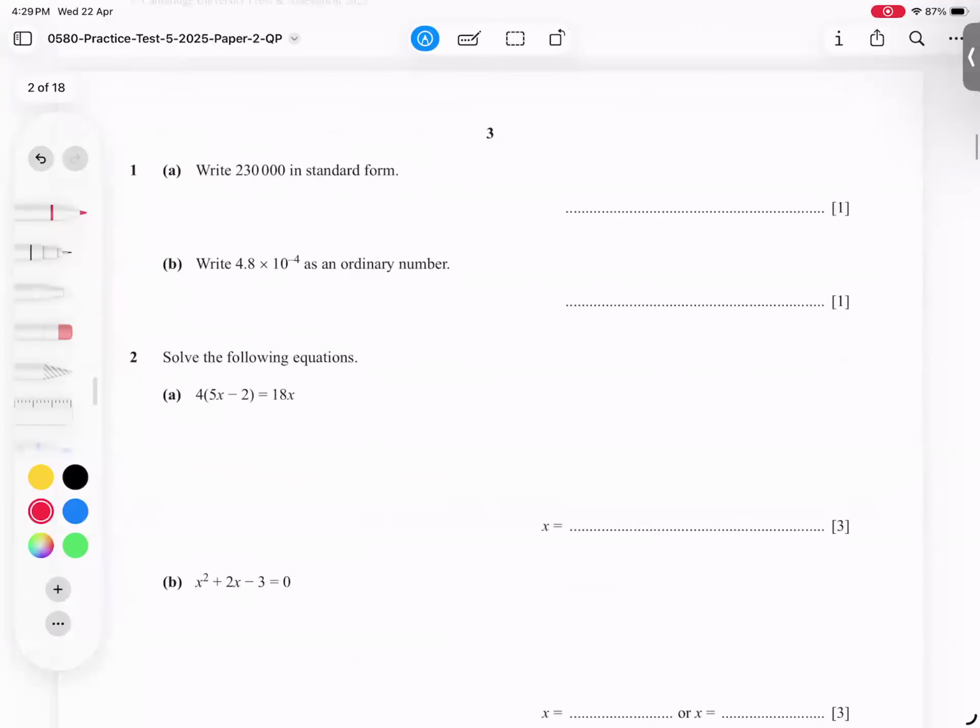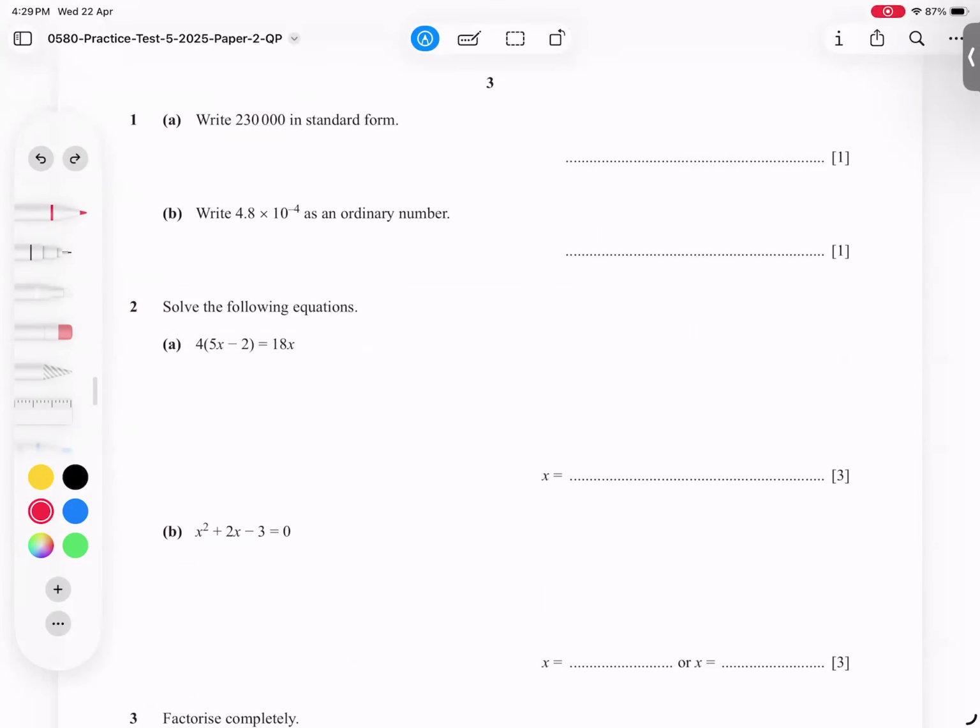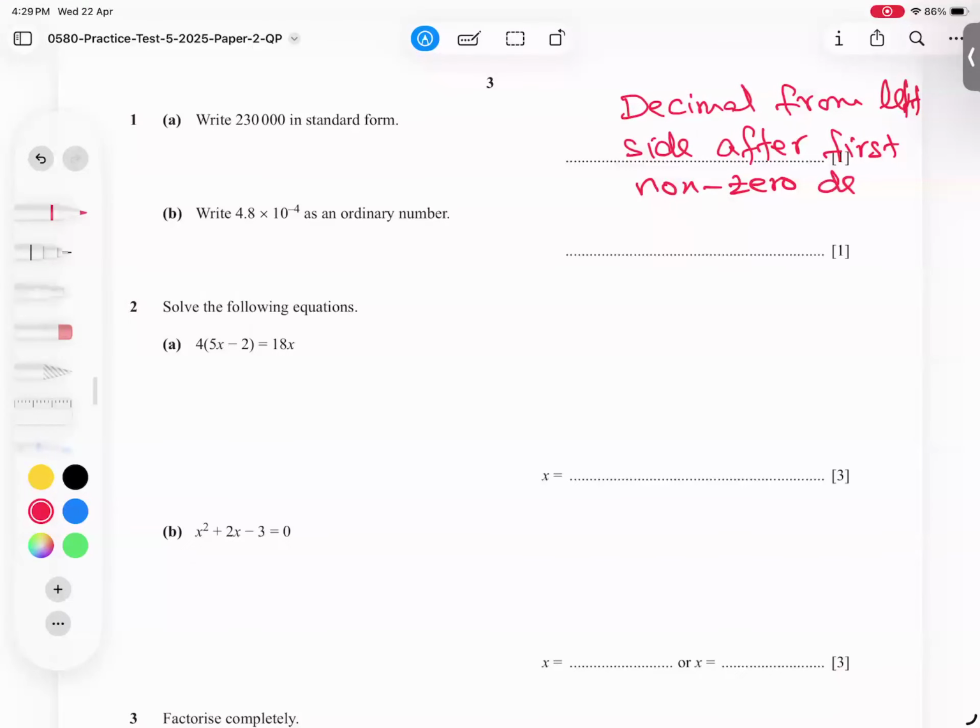So how to consider standard form? Basically, what's the rule we have? I discussed the rule as well. Besides it, we need the decimal from the left side after the first non-zero digit. Repeat. Decimal will be where? Let me write the words: decimal from the left side, after the first non-zero digit. I need the decimal there. This is the rule.